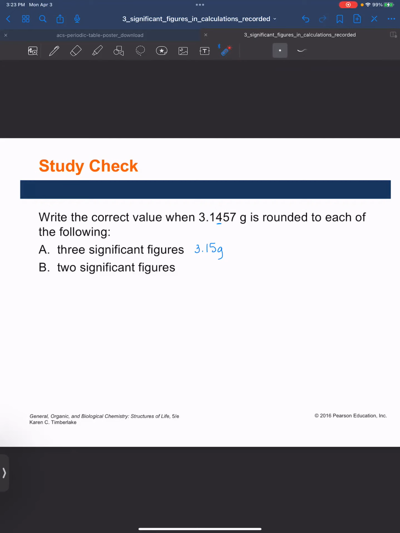If I wanted to report this answer to two significant figures, let's write the original value from our calculator. And two significant figures means I would round to the 10th place. The number immediately next to the 10th place is a 4. Anything that's 4 or less, we keep the retained digit the same, so no rounding up. So your answer would be reported as 3.1 grams if you were reporting to two significant figures.